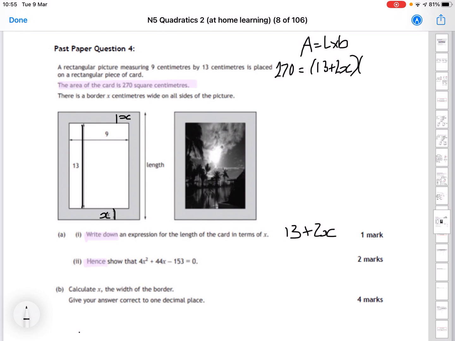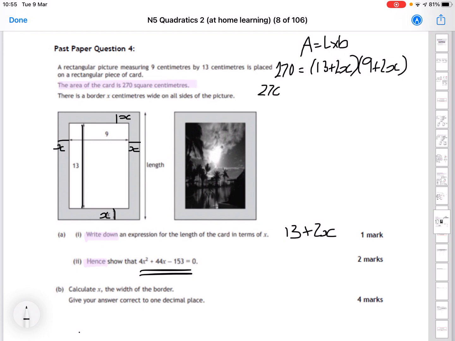We can do the same for the breadth of the rectangle as well. The border either side all the way around is x, so for your breadth, it would be 9 plus 2x, in a similar way to what you did for the length. Now we have an equation set up, we can just rearrange this, and we should be getting this 4x squared plus 44x minus 153 equals 0 once it's rearranged.